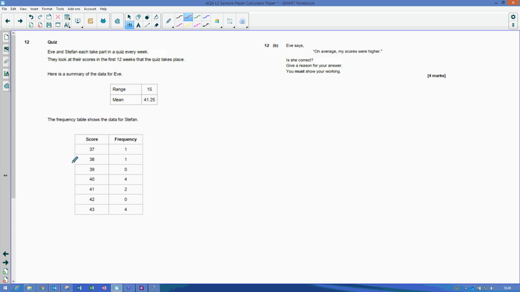To do this question, we've got to understand what a frequency table is telling us. This is saying Stefan scored 37 once. Let's have these back in black. So he scored 37 once. He scored 38 once. He scored 39 no times, so he didn't score 39 at all. But he scored 44 times. And we need to keep going until we've added this lot up.